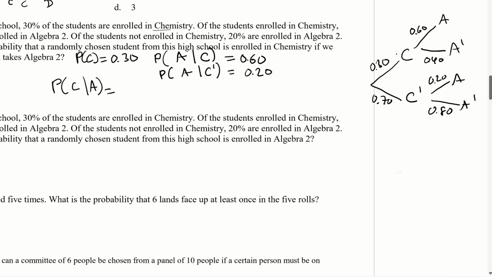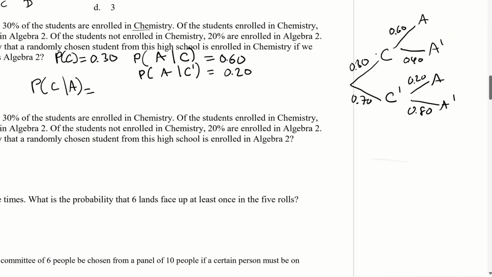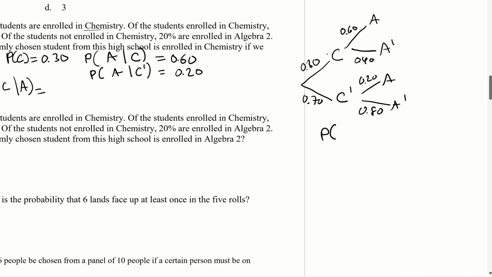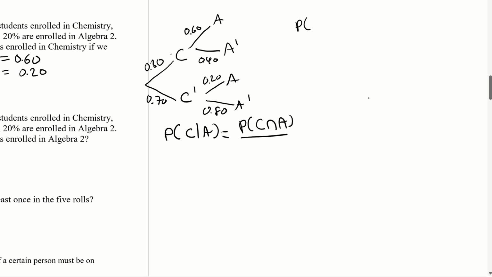Okay, and they want the probability that they're in chemistry given Algebra 2. So the formula for this is the probability of chemistry and Algebra 2. Remember, the formula for conditional probability, I'll just write it out here, is the probability of both divided by the probability of the given.